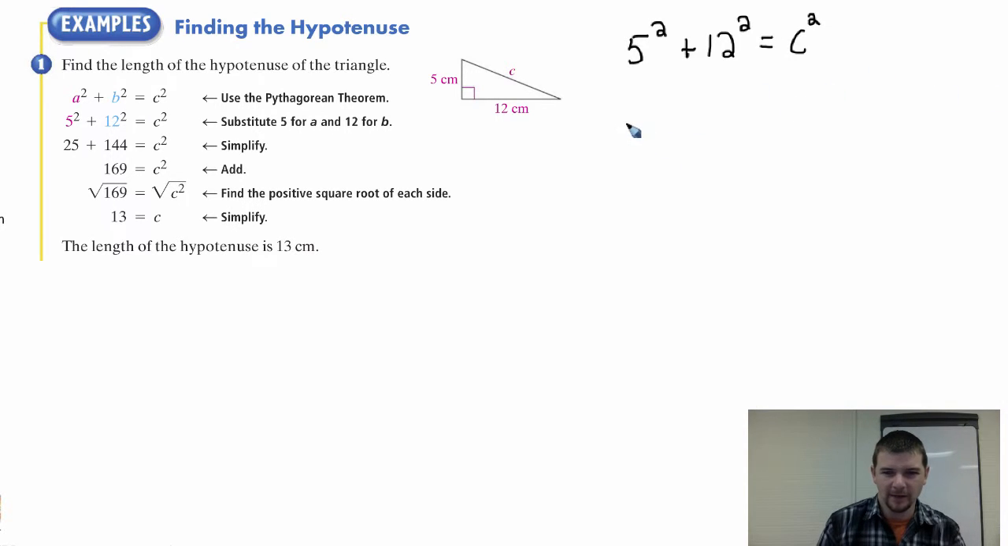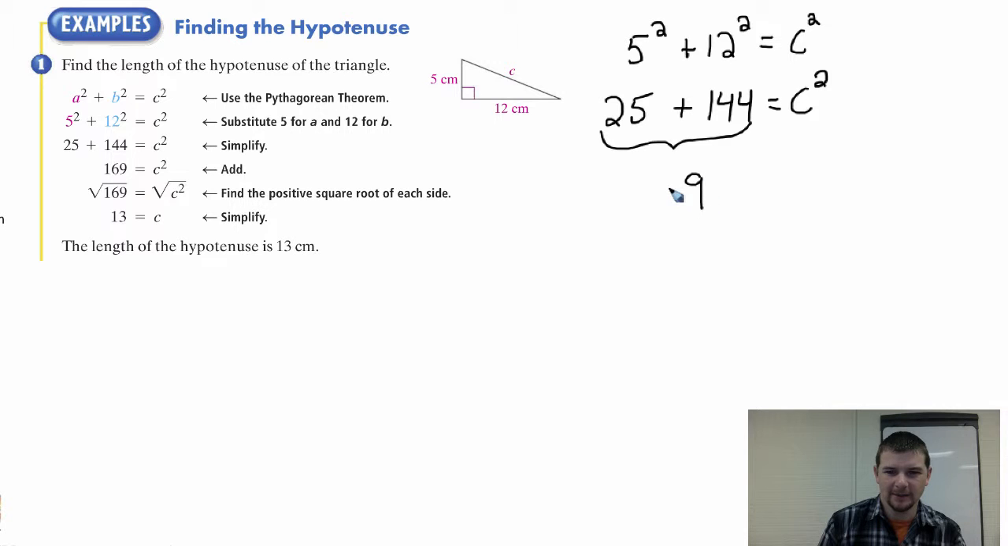So moving on, 5 squared, well, of course, 5 times 5 is 25, plus 12 squared. At this point, you should have 12 squared memorized, or at the very least on your list of perfect squares on your notes list. 12 times 12, 144, equals C squared. And now, adding 25 plus 144, if necessary, use scratch paper. 144 plus 25, well, the 5 and the 4 is going to be 9, the 2 and the 4 is 6, and 100. So 169 equals C squared.